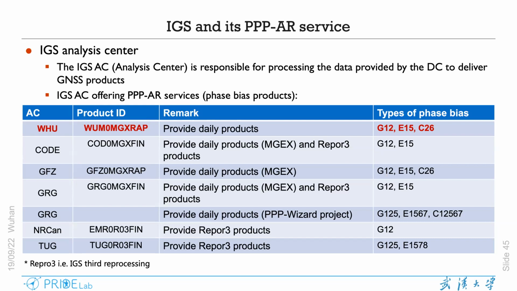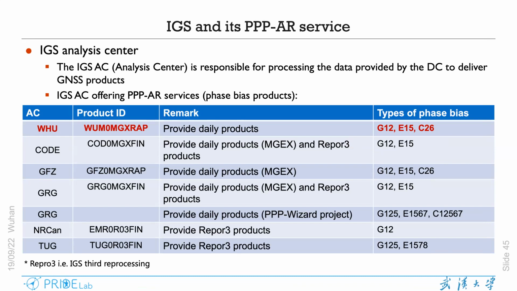So we are paying much attention to each AC of the IGS to encourage them to provide multi-constellation and multi-frequency phase-bias products to benefit the third-party users, and to encourage the users to use PPP-AR techniques to do their science analysis and some other applications. All right. The third question is: if the software uses precise orbits and clocks, does that mean that it is not designed for real-time analysis? Is this correct?